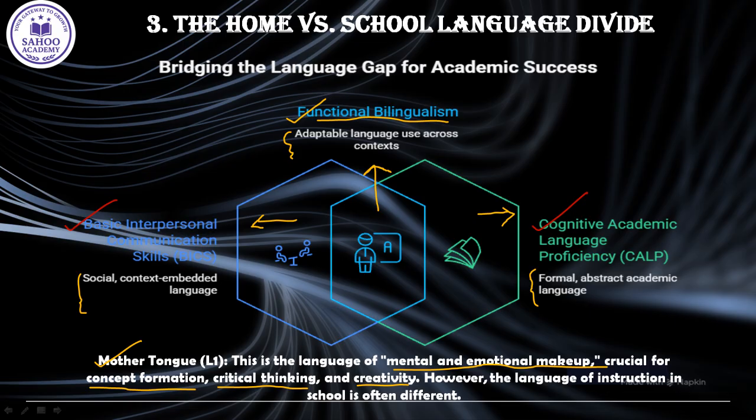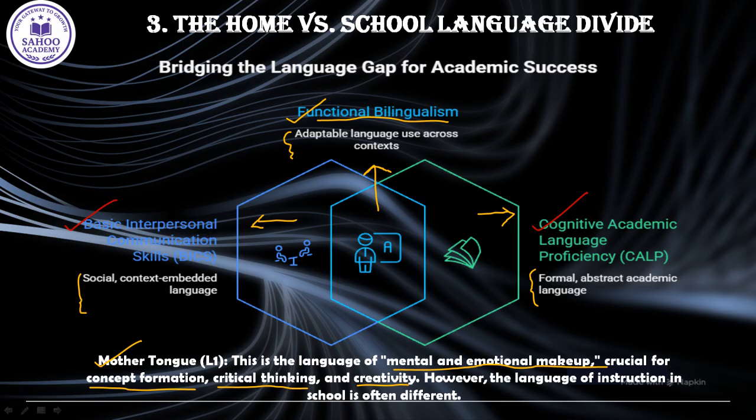And so here lies the core of the challenge. Many of our students are masters of BICS. They can chat fluently in one, two, or even three languages, but they struggle with the complex demands of CALP in the classroom. We think they can speak so well, why can't they write a simple essay? The problem is not their thinking ability. The problem is the massive but invisible gap that lies between conversational fluency and academic proficiency. So, our role as educators is very clear here.